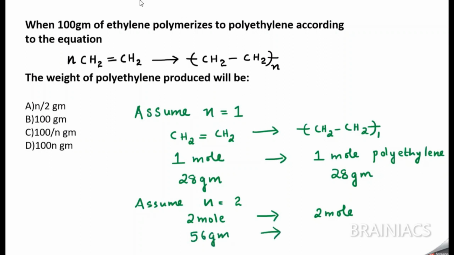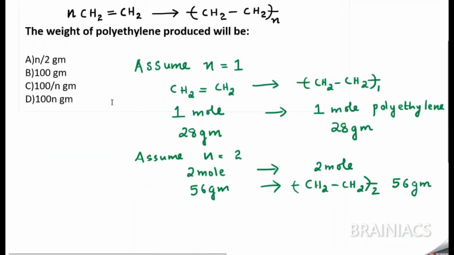And when you substitute 2 here, CH2 CH2, and this is becoming 2, means there are 2 times the initial mass. So 2 times the initial mass means the mass is 56 gram. So what is the inference here? That is what is important actually. The inference here is let the n be any value. If you are taking the initial mass as 28 gram, you will get the output as 28 gram. If you take 56 gram, you will get the output as 56 gram.